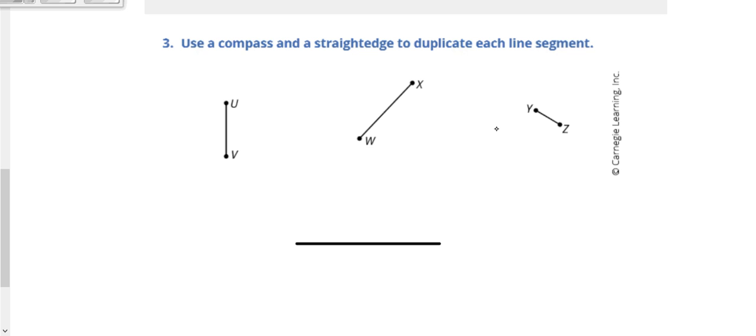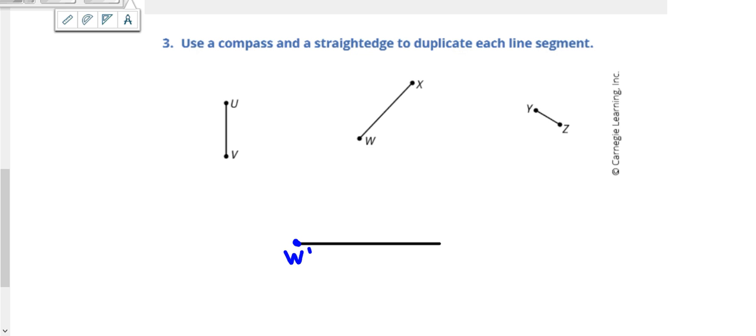Okay, so here I have this line segment. I am going to put a little dot right there, and I'm going to call this W prime. That little prime symbol, which looks like an exponent 1, means that I'm duplicating WX, and I'm going to start off with point W, but it's not point W, it's actually a copy of point W. It's called W prime.